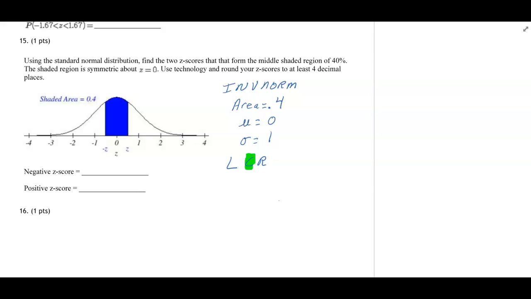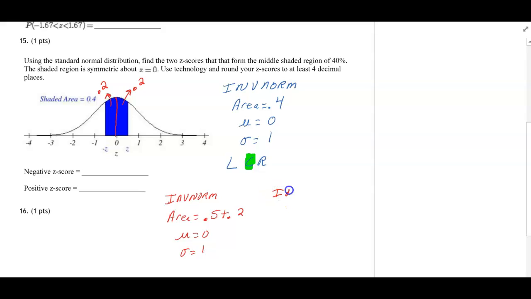For people without the left, center, right feature, you would want to split this in half. So half of 0.4 is 0.2, and the other half is 0.2. Half of the curve is 50%. So people without the left, center, right, you have to do 2 problems. You would do inverse norm. Your area would be 0.5 plus 0.2. Mean is 0. Standard deviation is 1. And then you would paste and get an answer.